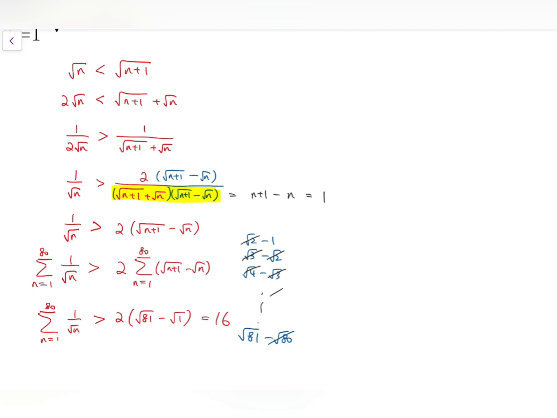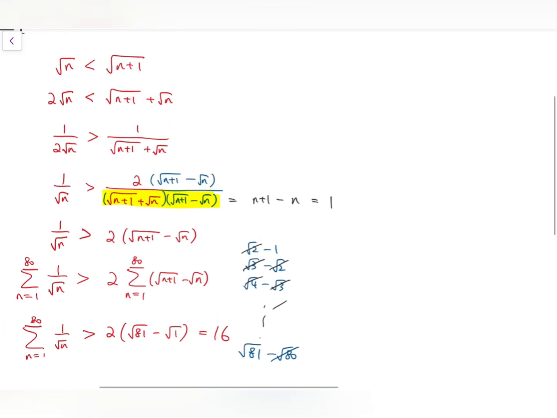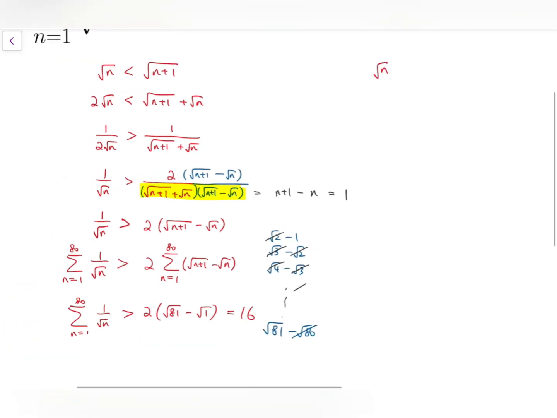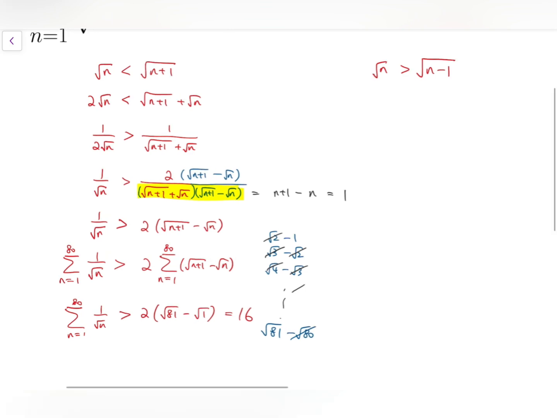Now using a similar trick, we can prove the upper bound as well. This time I'm going to start off with root n is larger than root n minus 1 for all n that is at least 1. So then this inequality is still well defined. And then similar trick, adding root n on both sides, taking reciprocal.